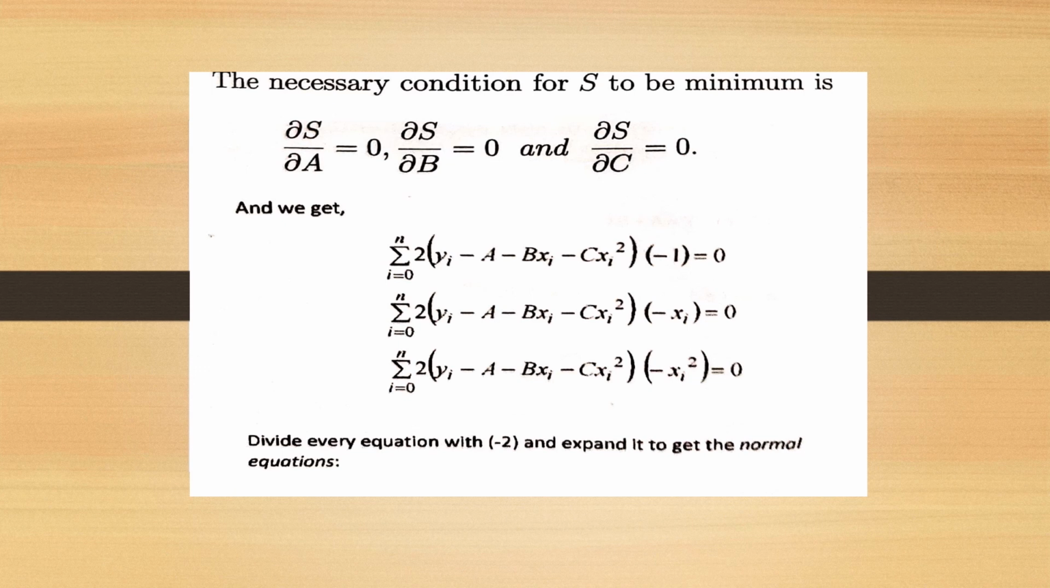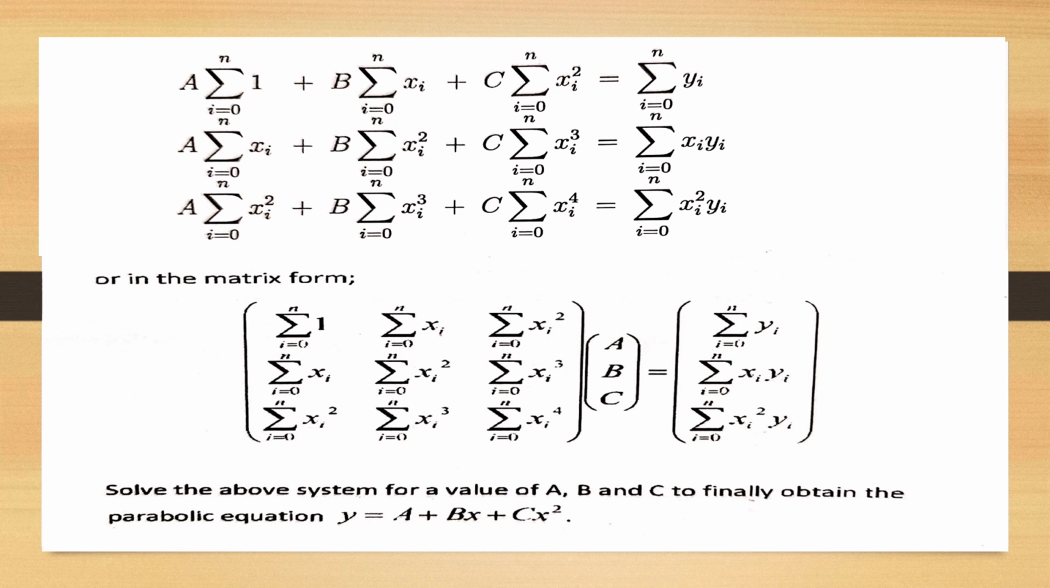We can notice that there is a common coefficient of negative 2 in these three equations. So we divide every equation by negative 2 and then we expand it to get the normal equations. These are the normal equations that we obtained from the previous equations after doing expansion. And then we put these three normal equations into matrix form to form a system to solve for A, B, and C. And then we put the values of A, B, and C into the quadratic equation y equals a plus bx plus cx squared, so that we can find the sum of square of errors.